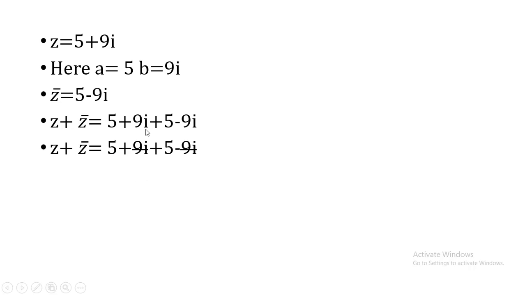Now what remains? 5 plus 5 is twice of 5, which equals 10. See, the logic was that the result is twice the real part. If the real part was 5, twice of 5 will be 10. Twice of that real number, 2a. So that is what we needed to prove.